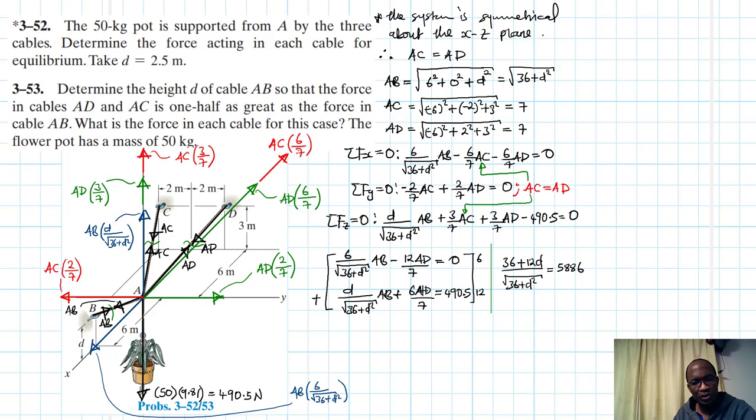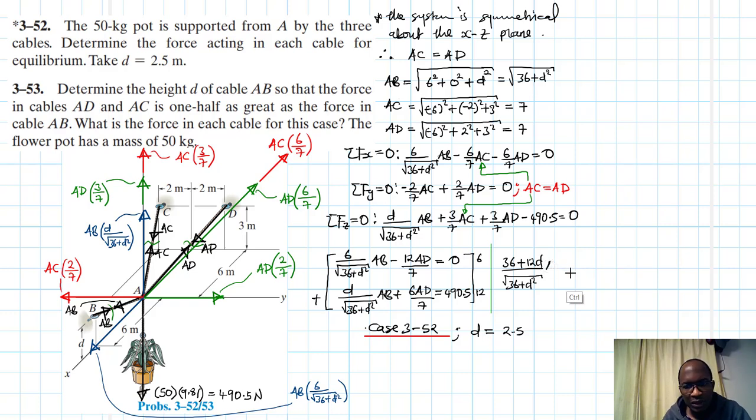We have this equation. So now let's go to case 3-52. So in this particular case, we've been told that D is equal to 2.5. Okay, D is equal to 2.5. This is not written well. This is like so, then times AB.